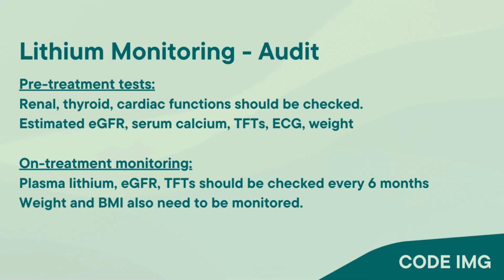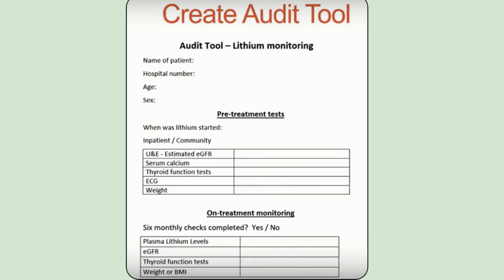If somebody is on ongoing treatment with lithium, then their plasma lithium level, eGFR and thyroid function should be checked every 6 months, and weight and BMI also need to be monitored. These are the set standards which are already available in our guidelines, and these are national level guidelines. So we can easily get the guidelines, and we know the patients who are on lithium, and we can check if those standards are met or not.